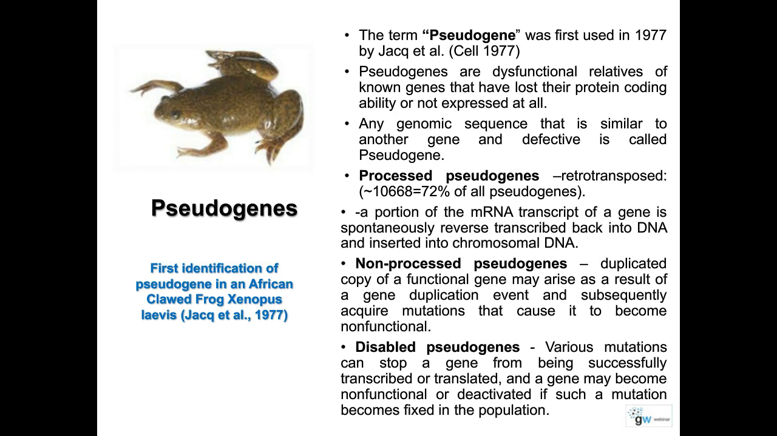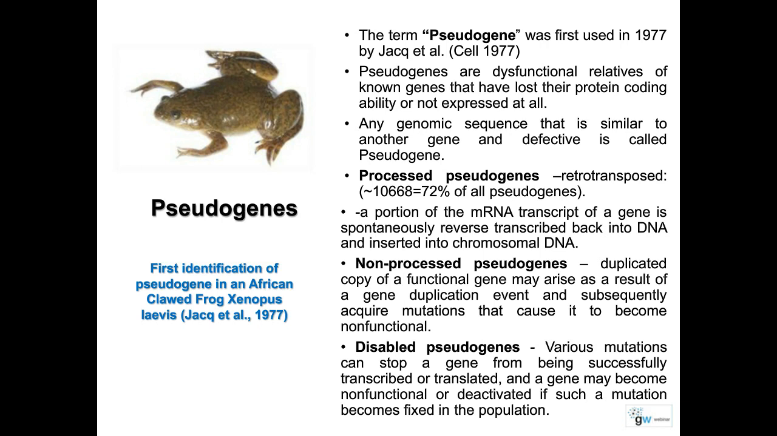The term pseudogene was first used only in 1977 by Jack et al. They identified this pseudogene in an African clawed frog named Xenopus laevis. It is the first description or evidence to show the expression of the pseudogenes. So in order to define the pseudogene, I would like to make the distinction from long non-coding RNA.